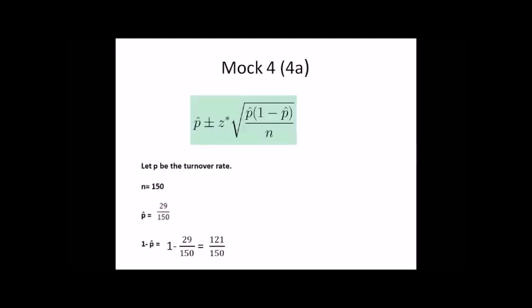As we are asked to construct a confidence interval, and the question is using proportion, this equation is applied in the calculation. First of all, we let P be the turnover rate, and n is the sample size, which is 150. We use this symbol to represent the sample proportion, and the value is 29 over 150. 1 minus the sample proportion equals 1 minus 29 over 150, which equals 121 over 150.